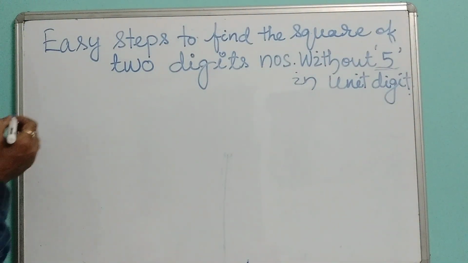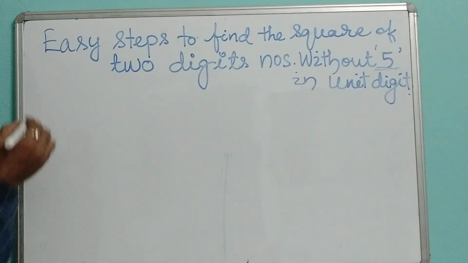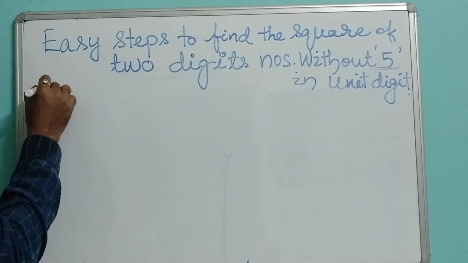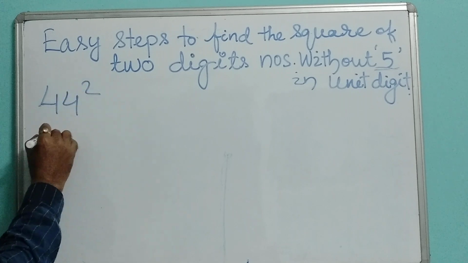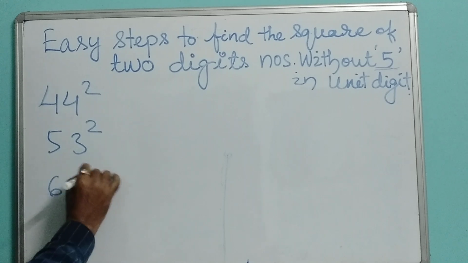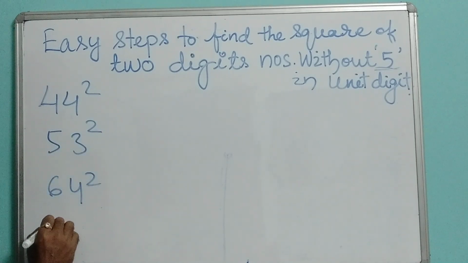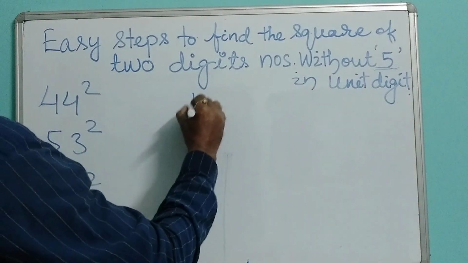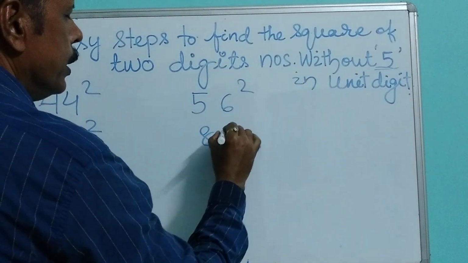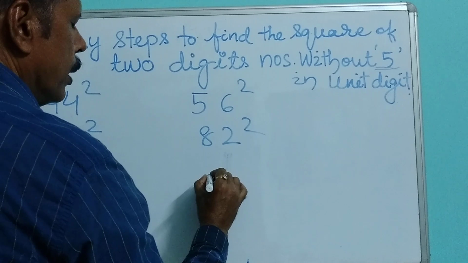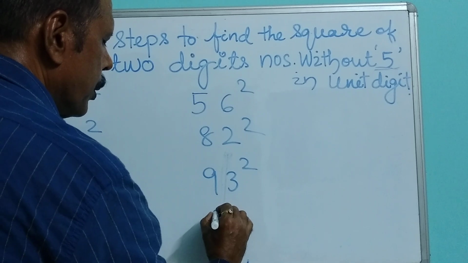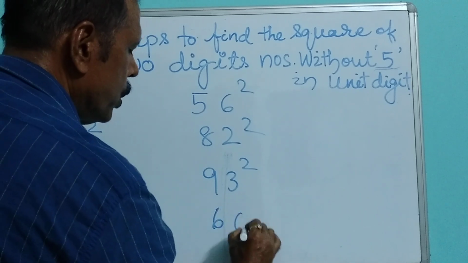So let us consider some numbers. Randomly you may choose any numbers; I am just taking numbers of my own. Let us say 44 square, 53 square, 64 square, 56 square, 82 square, 93 square, 66 square.